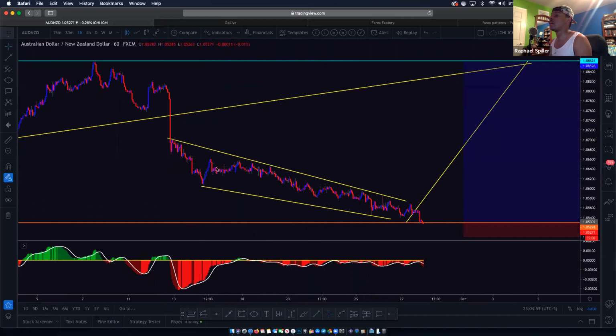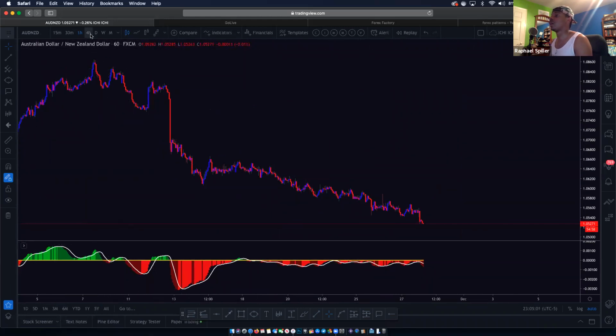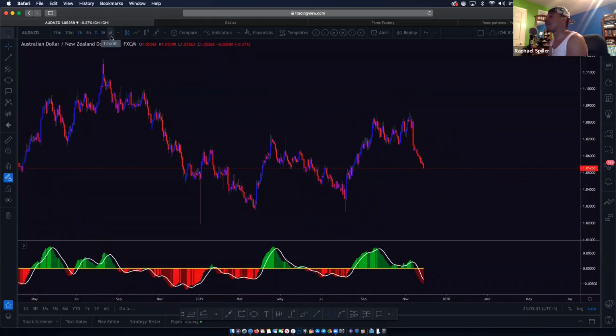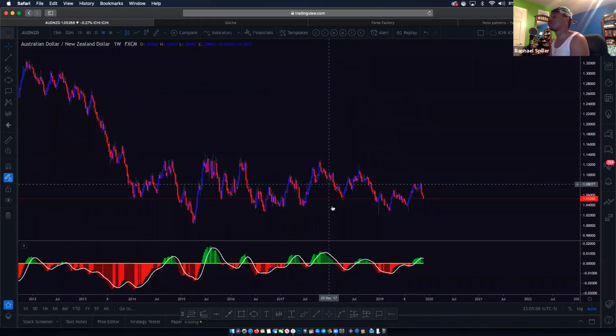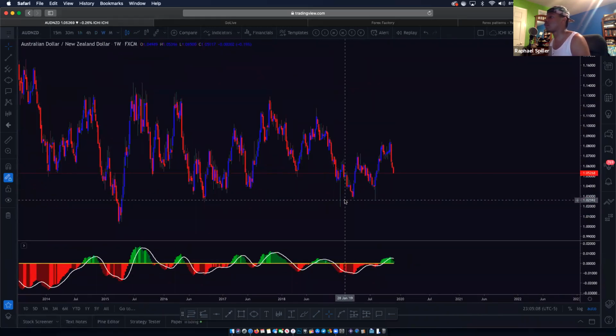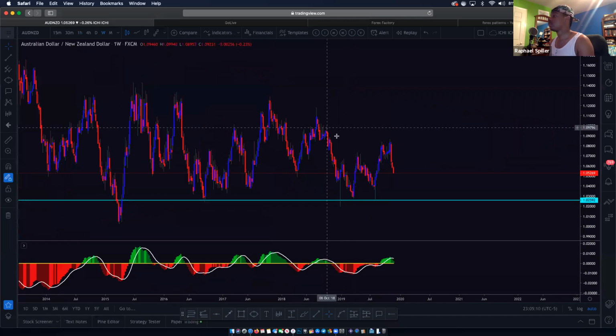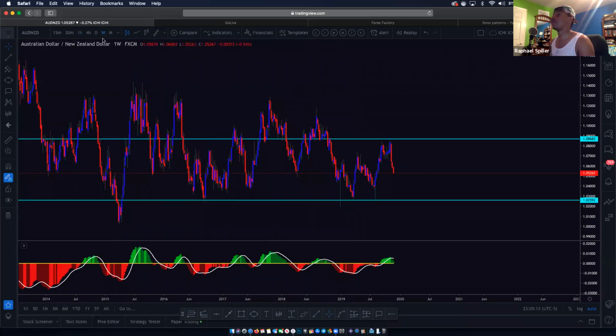AUD NZD. AUD NZD I love a lot. I love it a lot. Like, seriously, guys. I don't trade AUD pairs like that, but I like this a lot.